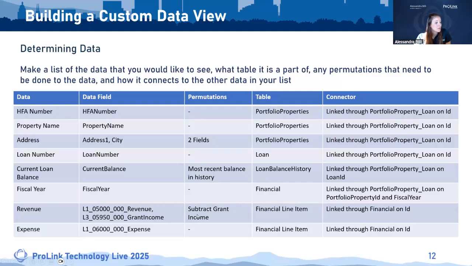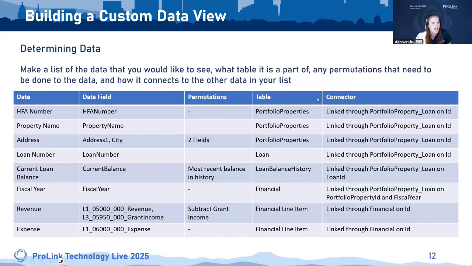And then revenue, I want to subtract grant income. Maybe that's not affecting my revenue. So I want to see what their revenue is without the grant income. So we're going to do a little math here and subtract out that grant income. And then for expense, we're just going to pull that in as it is. And those 2 are both from our financial line item table.